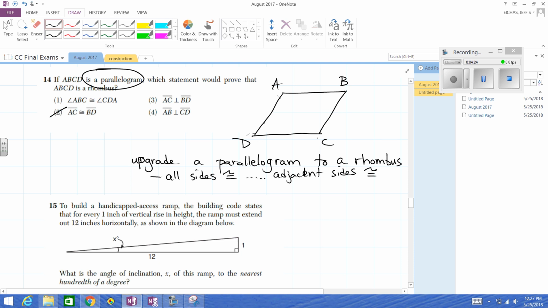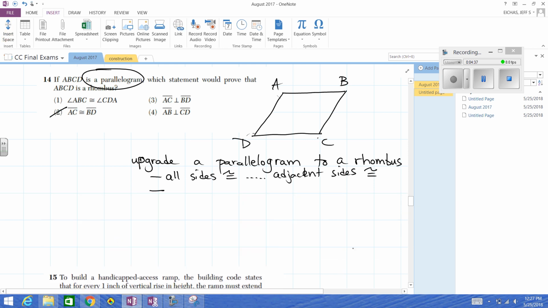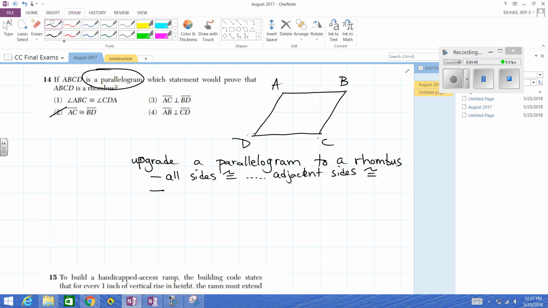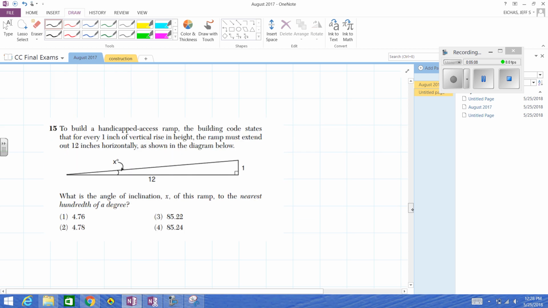AC perpendicular to BD, that's the one. Okay, so to upgrade from a parallelogram to a rhombus, another option we have would be to get the diagonals perpendicular. And that's what this problem is about. The other property to upgrade from a parallelogram to a rhombus is to get diagonals perpendicular. Now that does not have to happen in a parallelogram, but if it does happen, then we have a rhombus. So there it is. AC congruent, perpendicular to BD would get us a rhombus.